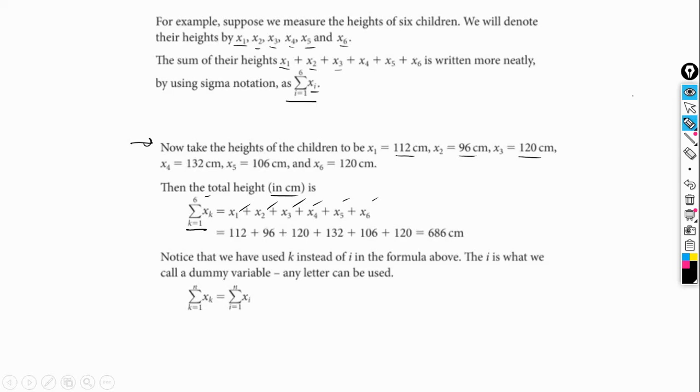And since we already know what they are, all we have to do is add these numbers, 112 plus 96, 120, 132, 106, 120, and we get a total of 686 centimeters. Notice that we used k instead of i in the formula above. The i is what we call a dummy variable, so any letter can be used. So notice that these two are equivalent. We can use k equals 1 or i equals 1 with x sub k and x sub i.